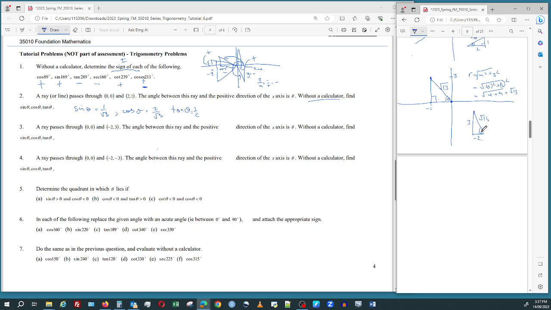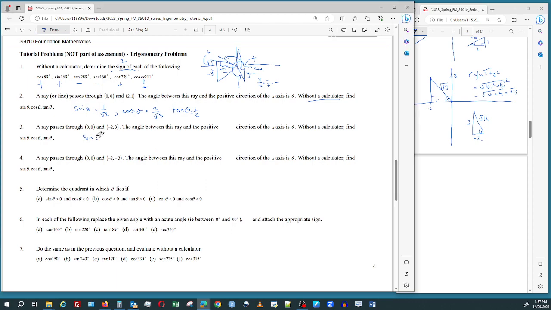So we'll just go for sine, cos, and tan. Sine is opposite over hypotenuse, so it's 3 over root 13. Cos theta is adjacent, so it's -2 over root 13. And tan theta is opposite over adjacent, which is 3 over -2, which is -3 over 2, if we look at it like that. Okay.